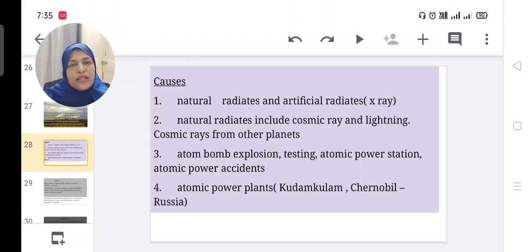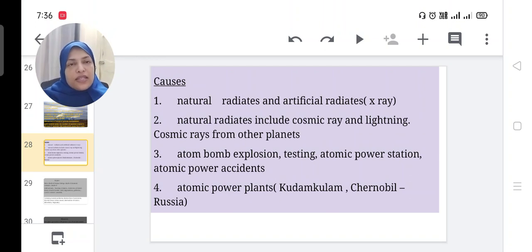What are the causes of radioactive pollution? Natural radiation and artificial radiation. Artificial means, for example, the X-ray. When we are taking an X-ray, it creates radiation. The natural radiation includes cosmic rays, sunlight, ultraviolet radiation, and lightning.